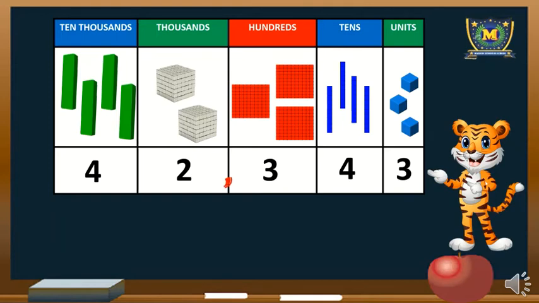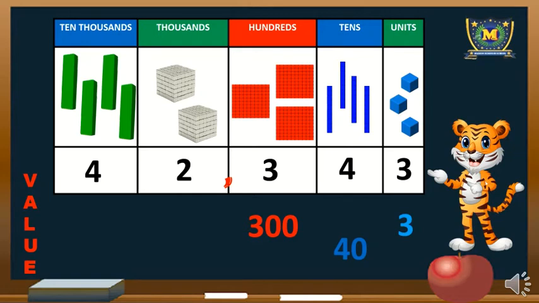Now, give me the value for each place value. Let's start with units. What's the value for 3 units? If your answer is 3, then you're right. How about 4 rods? What's the value for 4 rods? Great job, it's 40. Now how about for 3 flats? What's the value for 3 flats? Yes, you're right, it's 300.